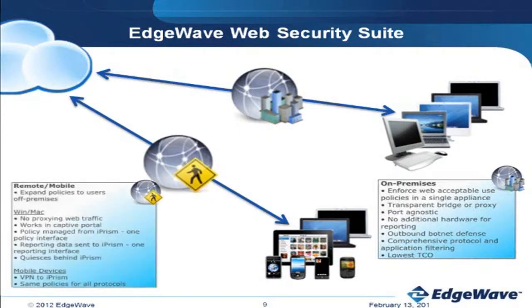But what's happening more and more in the world is that remote users and mobile users are accessing the internet on either their own devices, bringing those devices into work, or on company-owned devices. And with our iPrism security suite, EdgeWave offers complete protection for remote and mobile users as well. So the threat of accessing phishing and malware sites, the threat of botnets and so on, is significantly reduced. I do not want to say eliminated, but it's reduced to a level that keeps your company very secure.